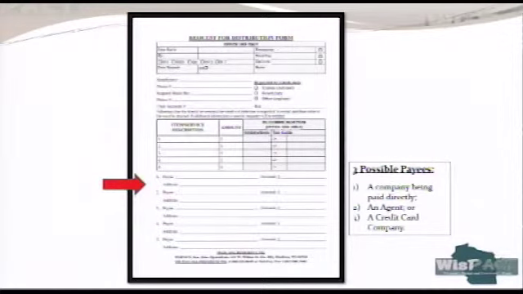There are a total of 3 possibilities of whom the payee can be. Number 1, a company who is being paid directly, such as a furniture store, AT&T, or Charter Communications. Number 2, an agent who is a person who is allowed to make purchases for the beneficiary, and a signed agent agreement is on file. The agent agreement needs to be signed by both the agent and the beneficiary. And number 3, a credit card company.